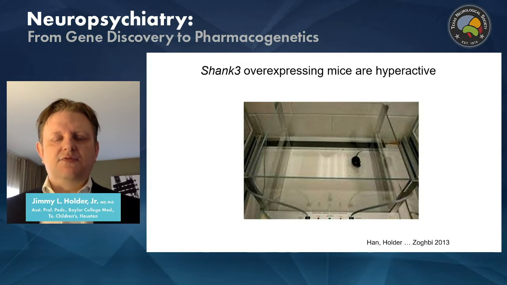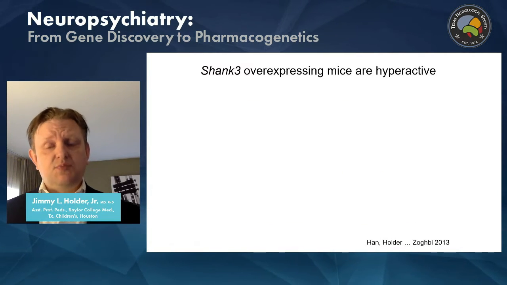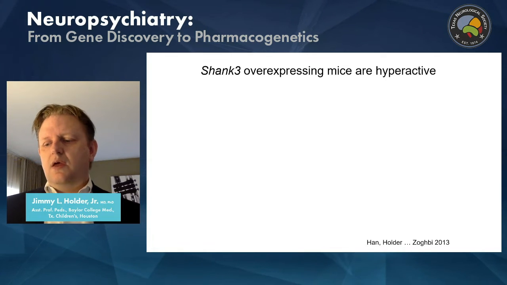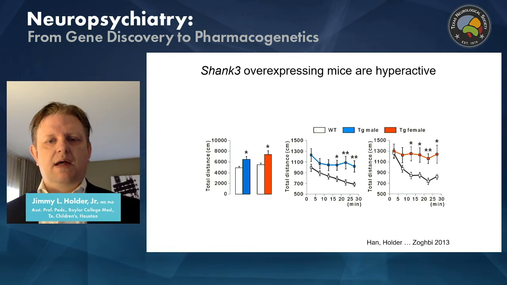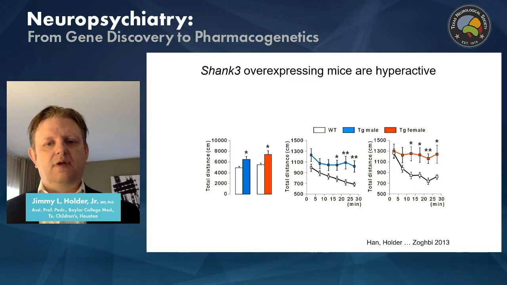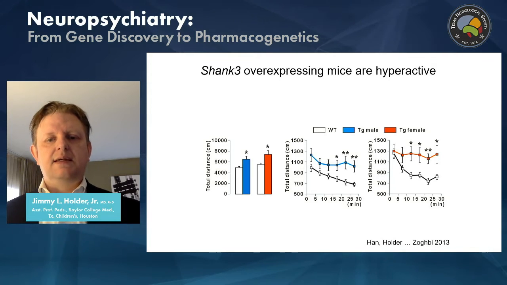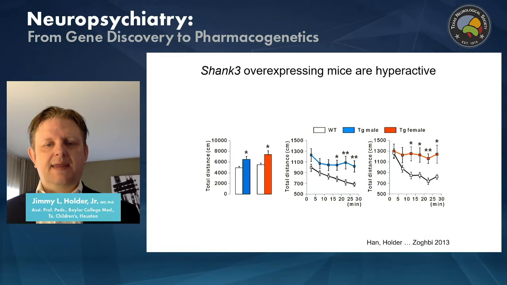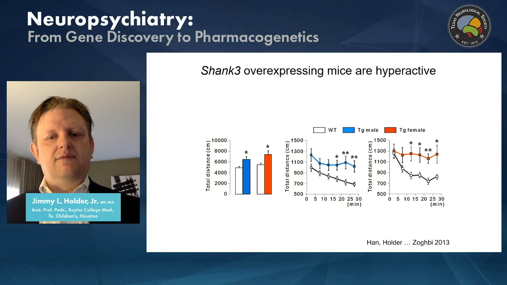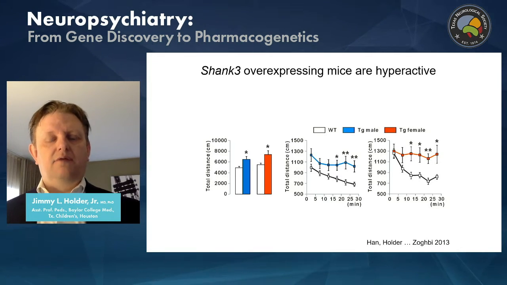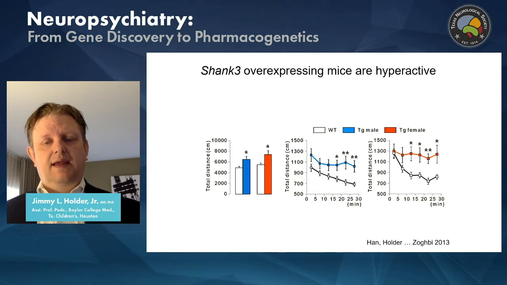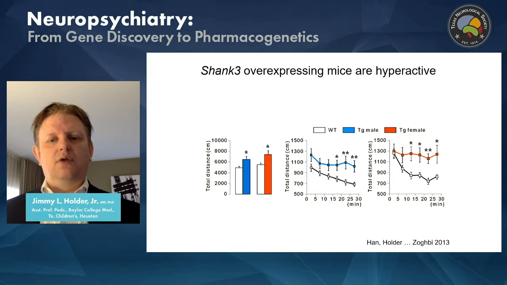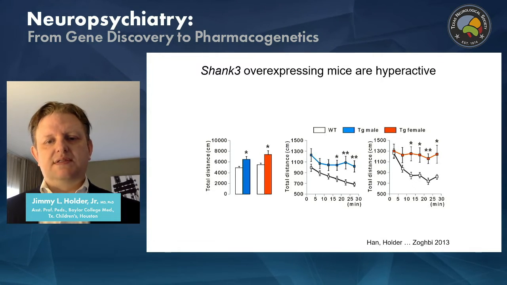And so when we did this for our Shank3 overexpressing mice, what we found was that the Shank3 overexpressing mice are significantly hyperactive compared to their wild-type littermates. And this is true both for male and female mice. In fact, these mice were so hyperactive that we thought that these might be a model of ADHD and decided to treat them as you would treat a patient with ADHD by giving them a low dose of a stimulant medication to see if we could reverse this phenotype.